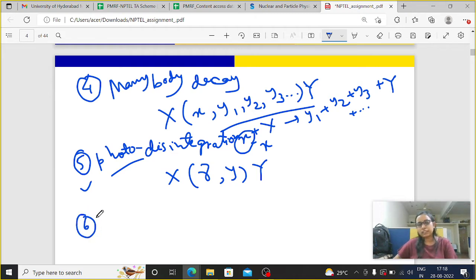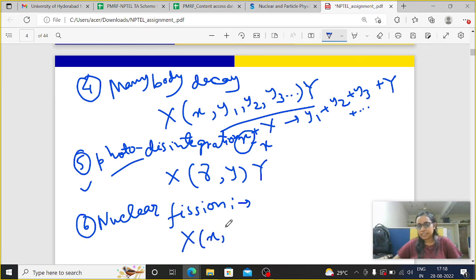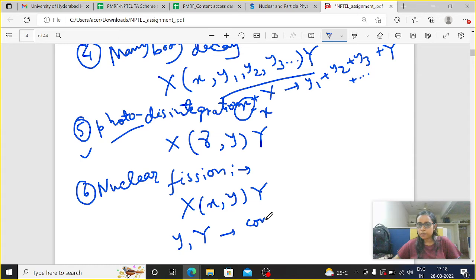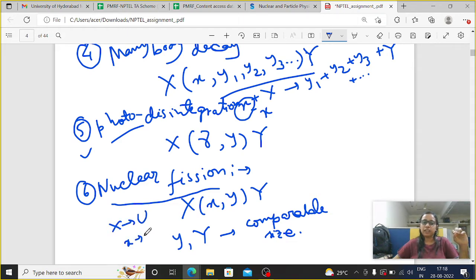And the sixth one may be nuclear fission. I think you have all heard about nuclear fission and nuclear fusion, but right now I am talking about nuclear fission. In nuclear fission, we have x, y and y, but here the two y's will be of comparable size. It may be possible when there is a radioactive nucleus, like let's say uranium. So the x will be uranium, and let's say small x will be a neutron. If I hit uranium with a neutron, then there will be two outgoing particles of comparable size. This is known as nuclear fission.